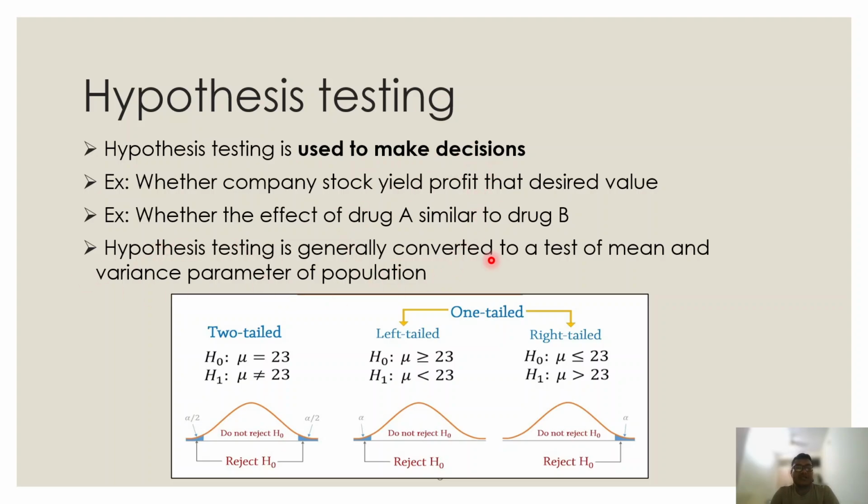Hypothesis testing is generally converted to a test of the mean and variance parameters of a population. There are two kinds of tests. One is the two-tail test, where we consider both tails, and this is the do-not-reject region. We will have some condition: if your value comes within this condition, we accept; if your value comes in this region, we reject. This is called a two-tail test: it is below some value or above some value. And this is called a one-tail test, where we reject only from the lower tail or the upper tail. We will see this with the help of an example in a better way.